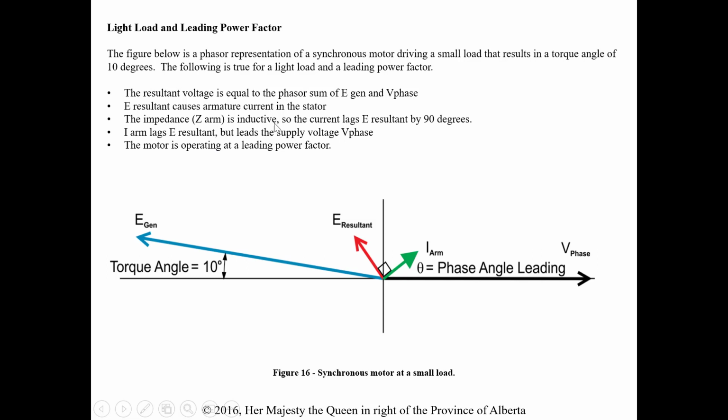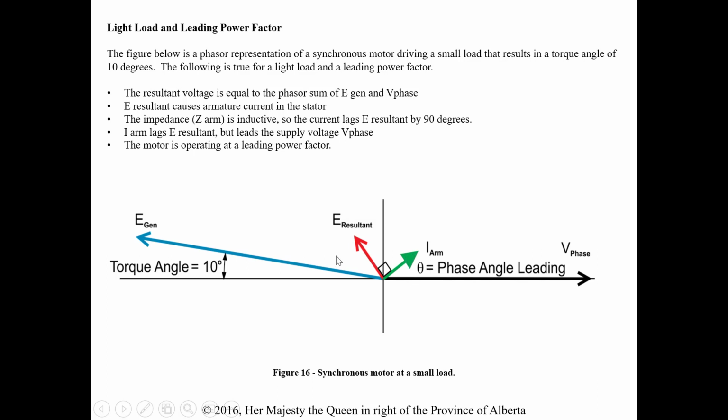The impedance is inductive, so it lags the current, or lags the E resultant, sorry, by 90 degrees. And the I arm lags E resultant, but leads the supply voltage. So we still have I arm lagging E resultant by 90 degrees, but in regards to the phase voltage, I have a lead here, okay?